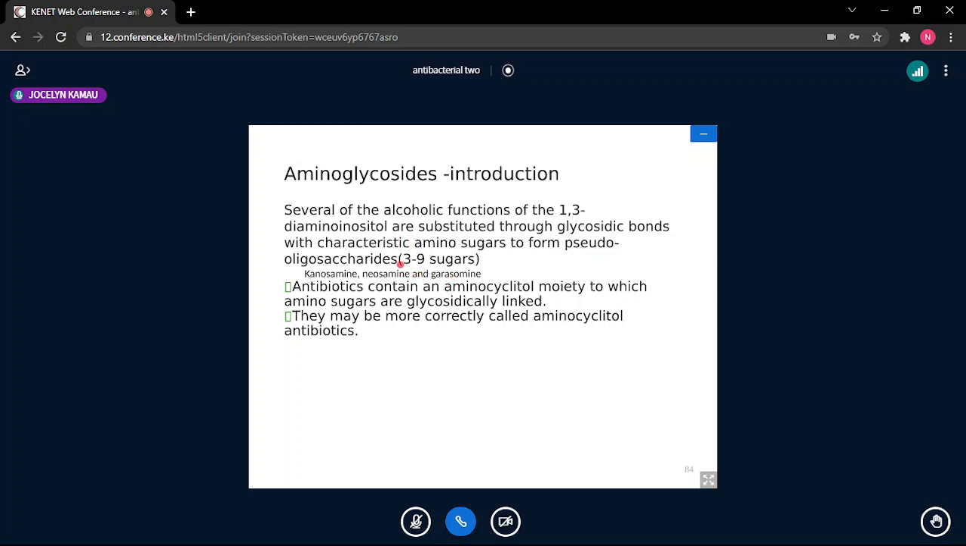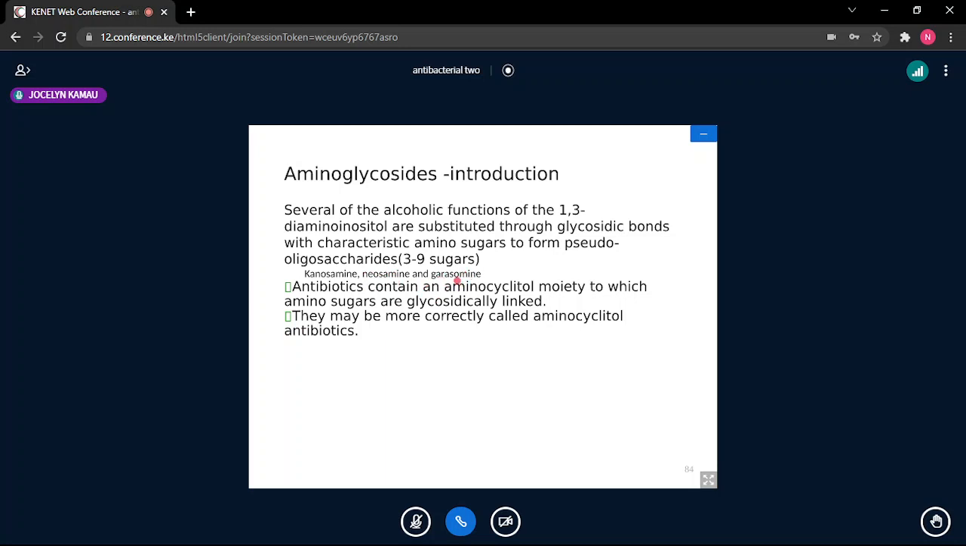There are some which have 3, the others that have 2. And we have examples: kanosamine as one. Kanosamine is an amino sugar. Neosamine is an amino sugar. Garosamine is an amino sugar. These are very specific amino sugars found in the respective aminoglycosides. Kanosamine you will find in kanamycin, neosamine in neomycin, garosamine in gentamicin.